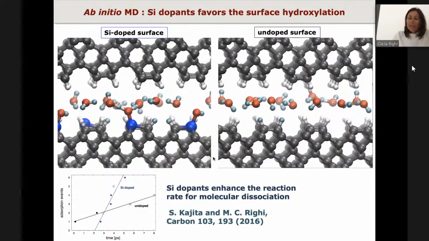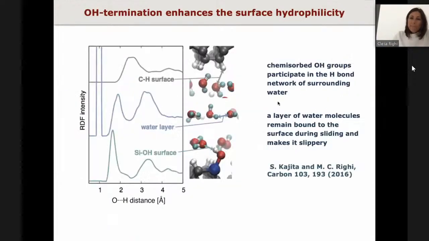And the chemisorbed hydroxyl group participate in the hydrogen bond networks of surrounding water molecules, so that a layer of water remain bound to the sliding surface during sliding, protecting the surface from direct contact and making it slippery.